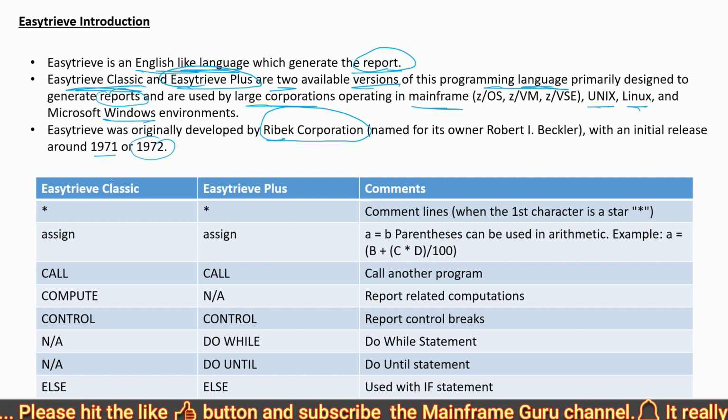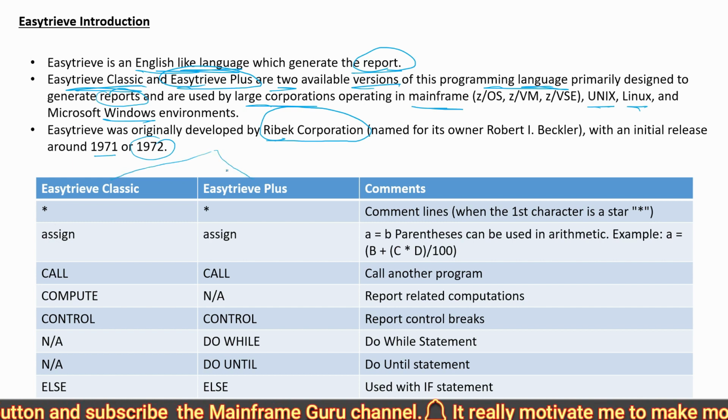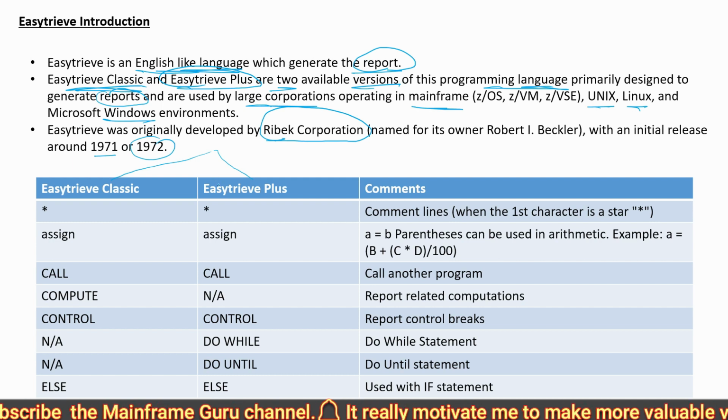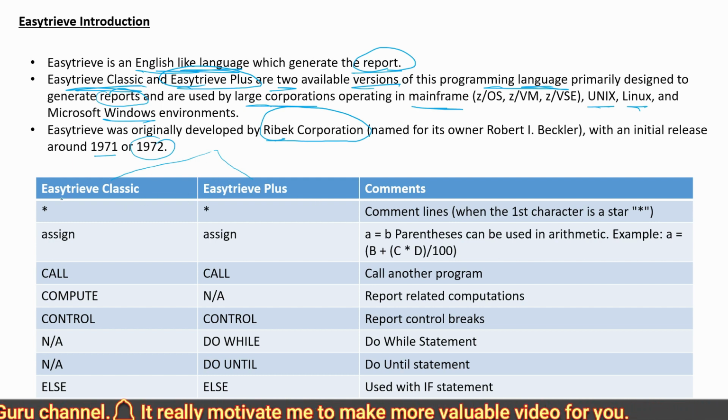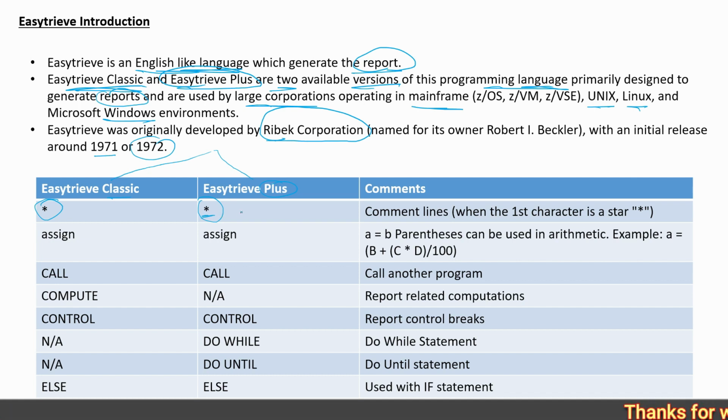There are some differences and also common things available between both versions, like star, which is available in the Classic version and also in the Plus version. If we have a star as the first character, it means that statement is a comment in Easytrieve.